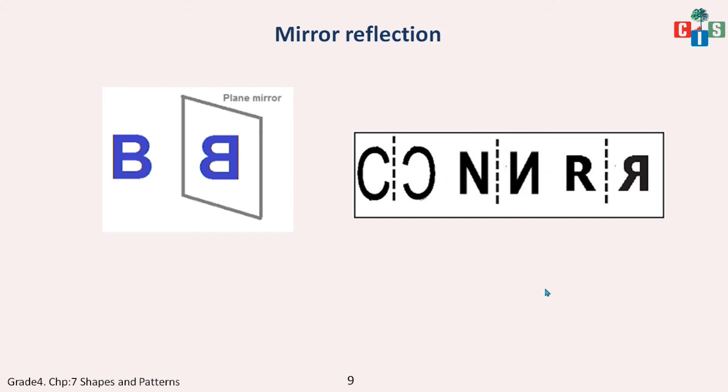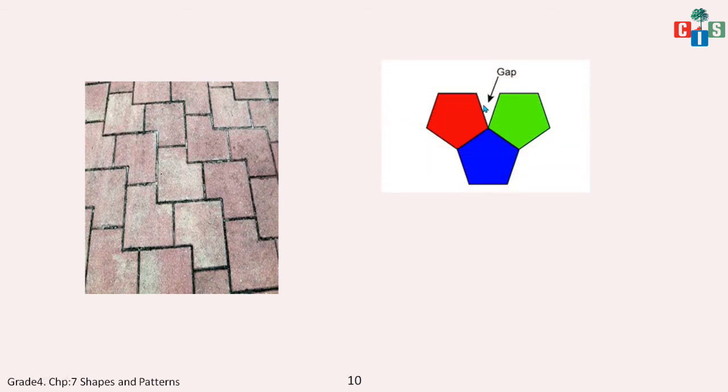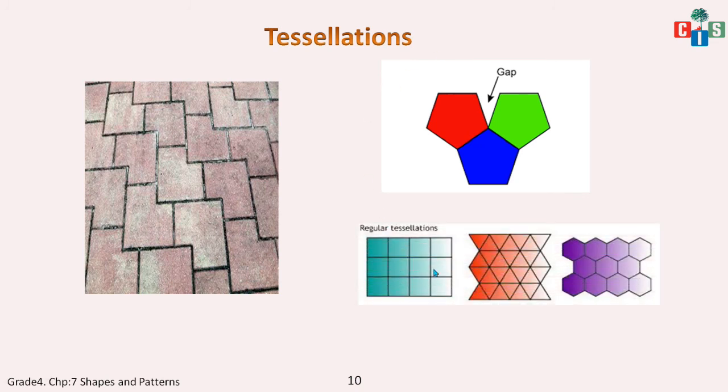Okay, now what is this? This is a pattern which is placed in such a manner that the shapes are fixed with one another, in such a way that there is no gap or overlapping. Yes, it's known as tessellation. Fine. Now, these are certain examples of tessellation.